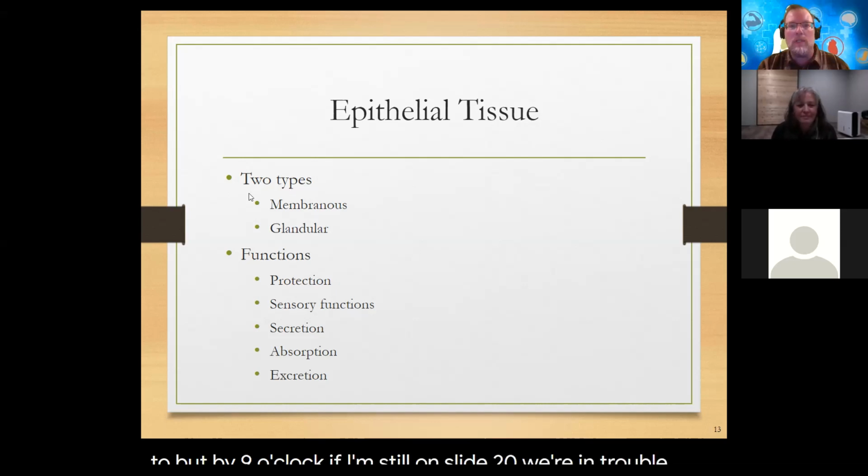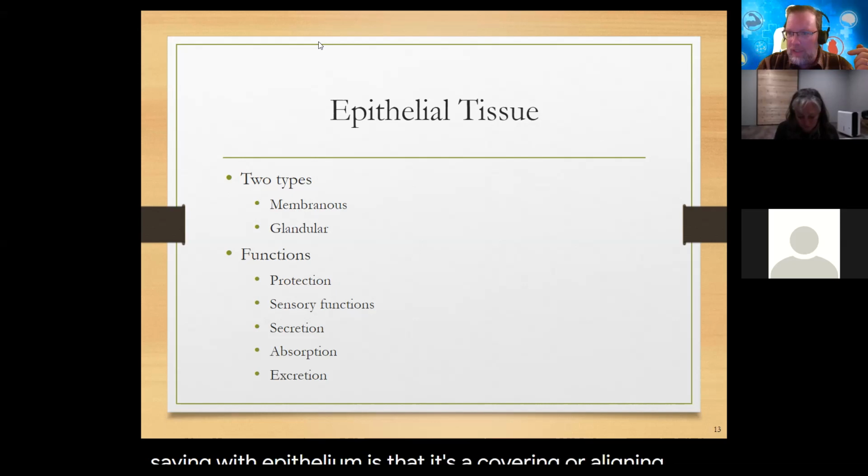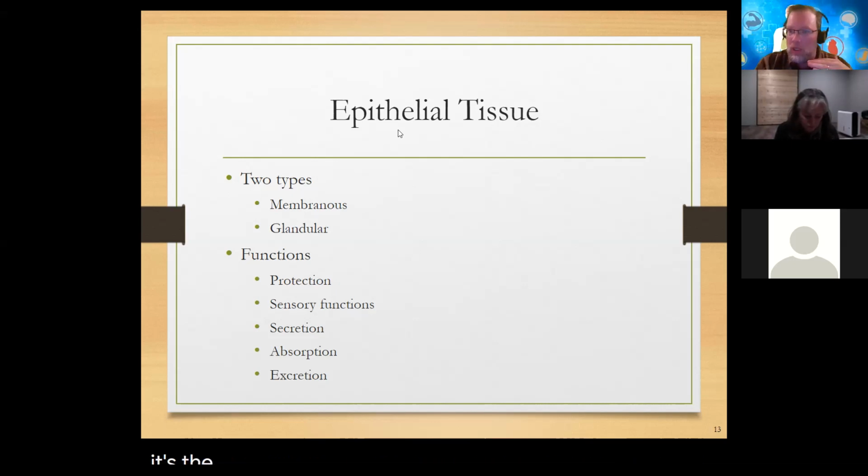So let's see. We're going to see epithelium. We're going to look at 2 types, membranous and glandular. We're going to spend the bulk of the time in the membranous aspect. Again, the terms get weird. All we're saying with epithelium is that it's a covering or a lining. Epi is a prefix. It means upon something. So whenever you see epi, it simply means upon something. So anyway, epithelial. It's the upon something tissue. It's either a lining of a tube or it's a covering of something more solid.